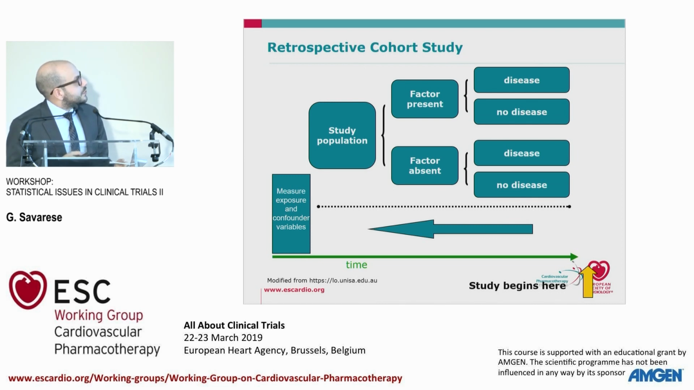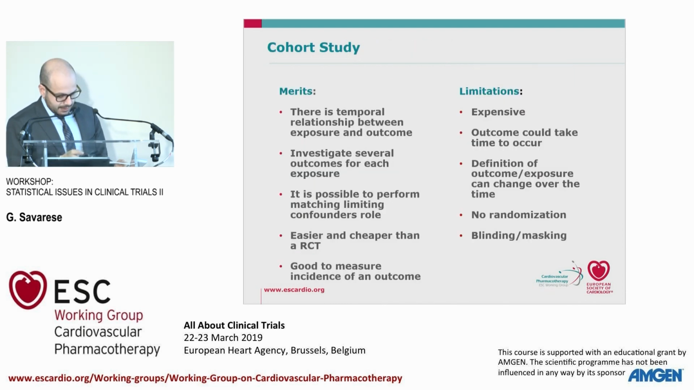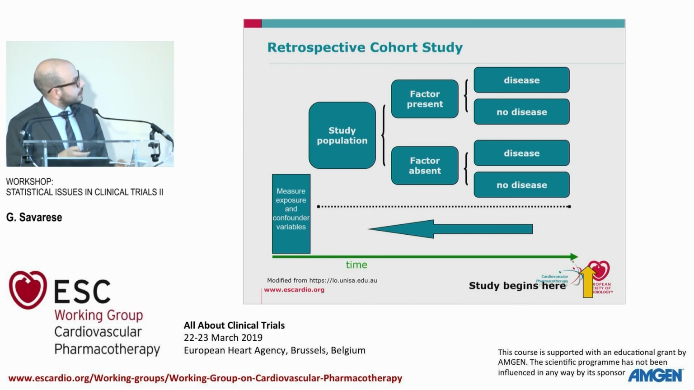Studies can also be retrospective, of course. In retrospective studies, the study begins here. We know how many patients have the disease and how many patients do not have the disease, and then we go back to the past to check how many patients had the risk factor or didn't have the risk factor, and we try to figure out if there is an association.